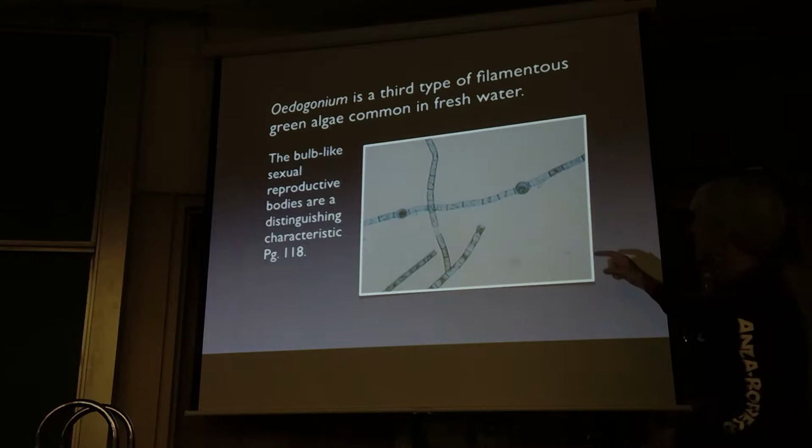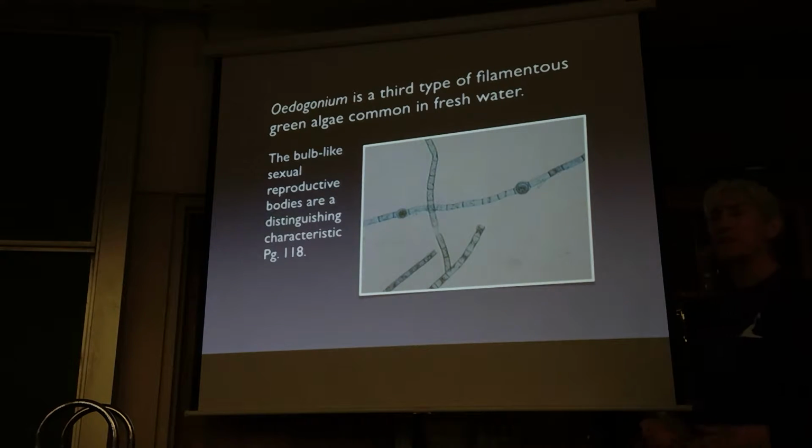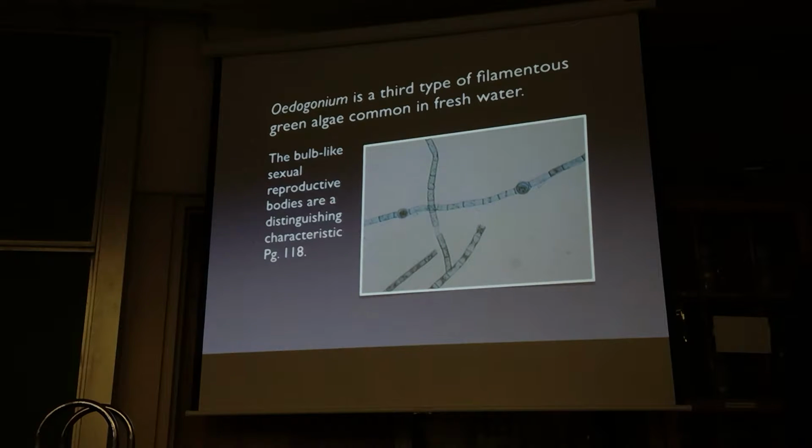Well, anyway, these are sexual reproductive bodies. There's no particular shape to the chloroplast, and a lot of these you can't even see the chloroplast. So what you're looking for is this series of linear cells and then one fat one. Sometimes they're very spherical, sometimes they're more of a spindle shape, but you see these cells that are distinctly larger than other cells. That's Aedagonium.